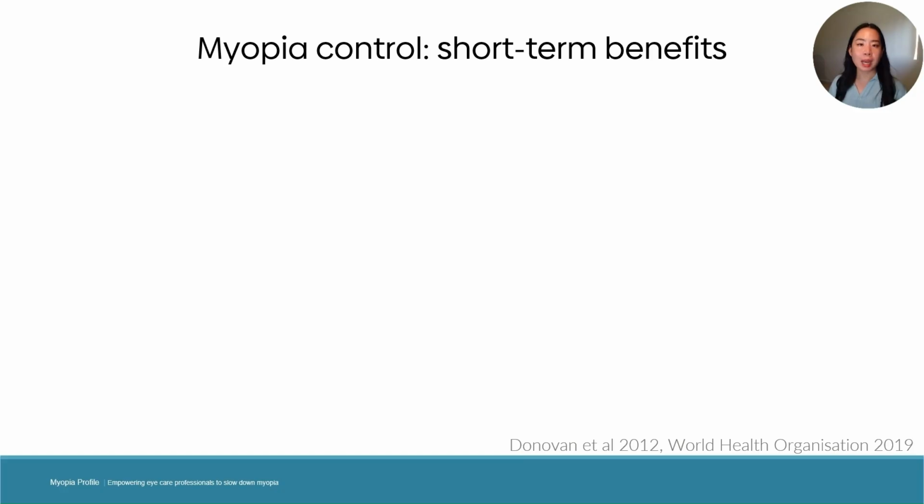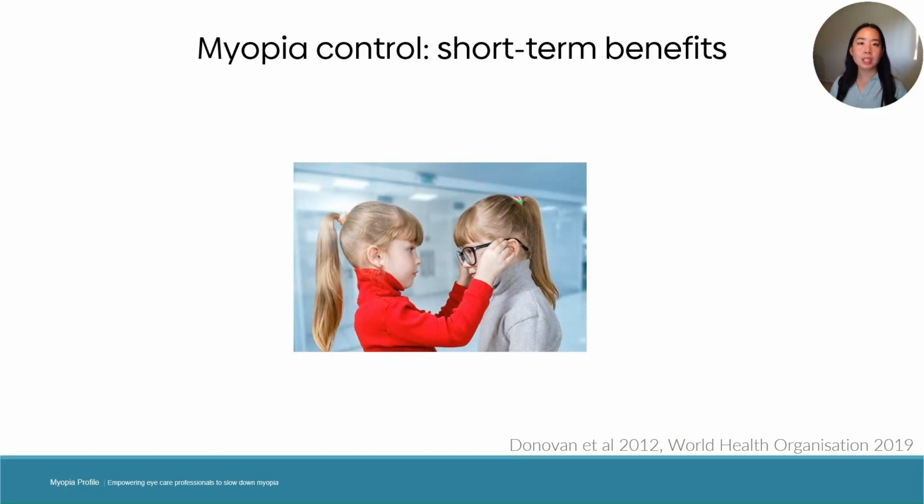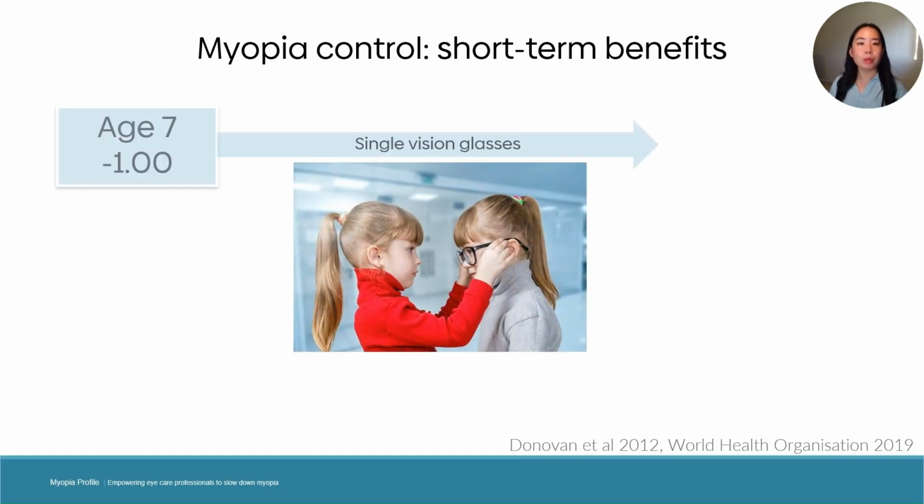So let's say we have a patient called Lisa who is 7 years old. She's a -1 diopter myope and she's only given single vision glasses. Over a year, she would have progressed by the average amount of a myopic child her age, which is 1 diopter, and by age 8, she would be a -2 diopter myope.